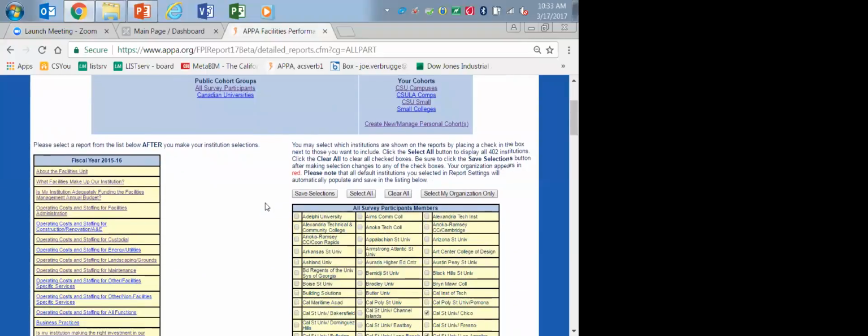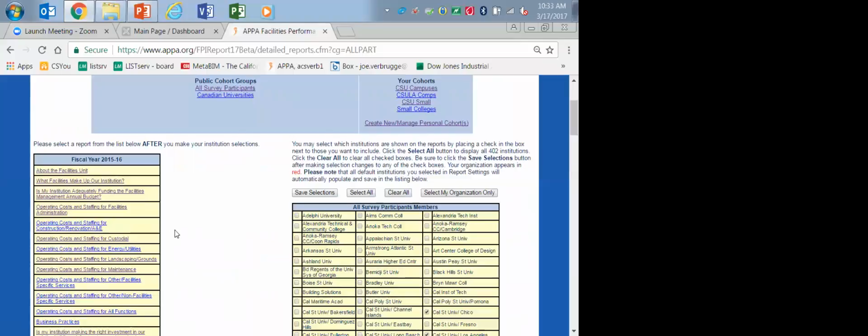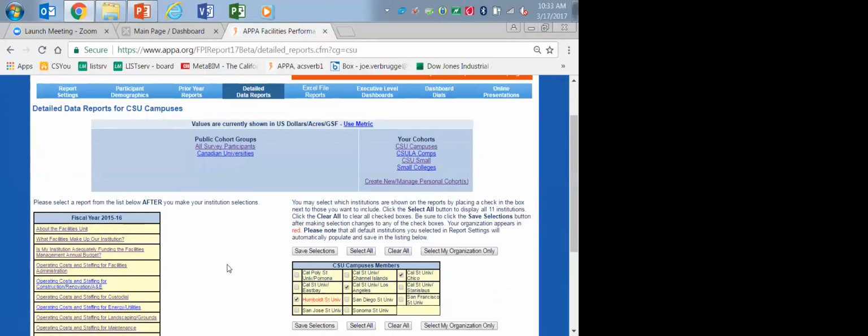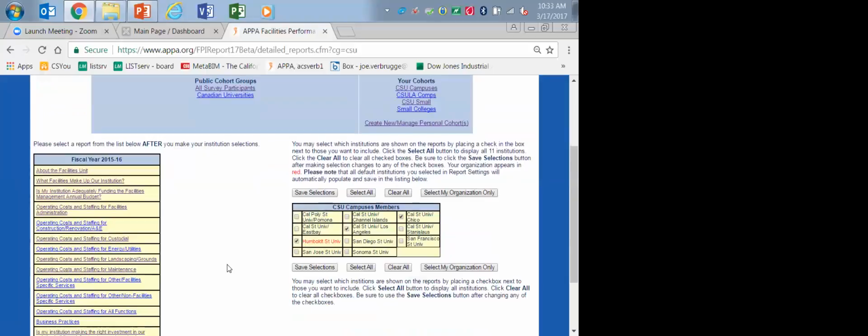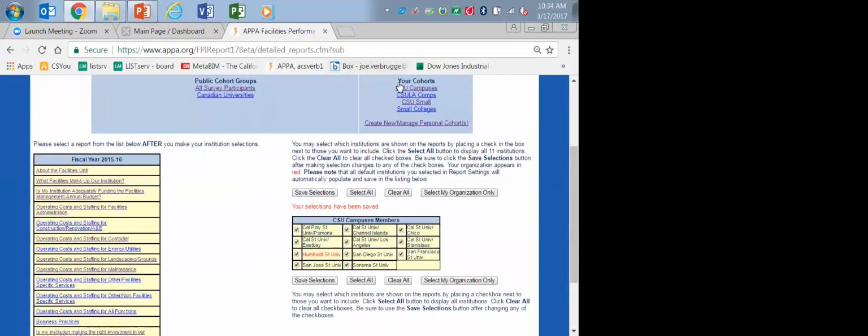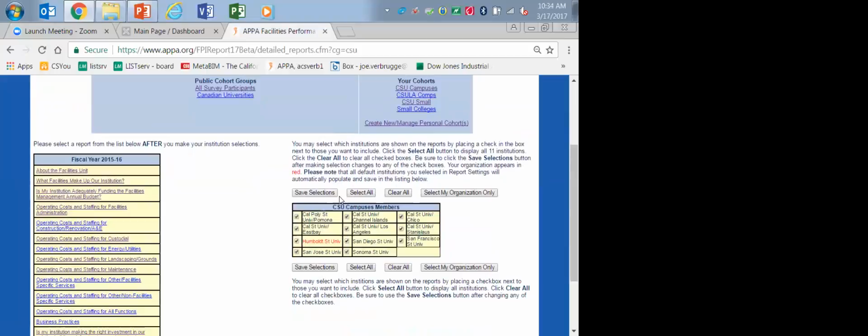Rob, you want to help me navigate to that? Of course. Go to the CSU campuses on the right top. Oh, yeah, there you go. Okay, then the Select all. Yeah. And then about the second or third down.